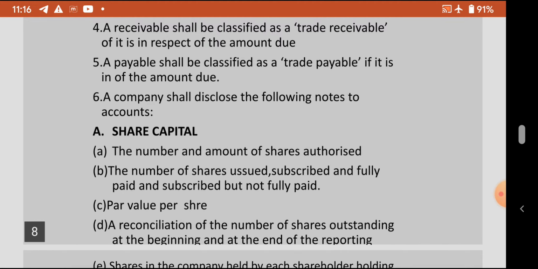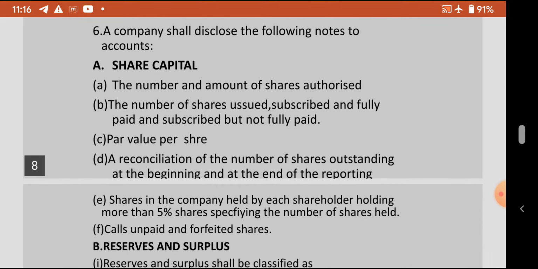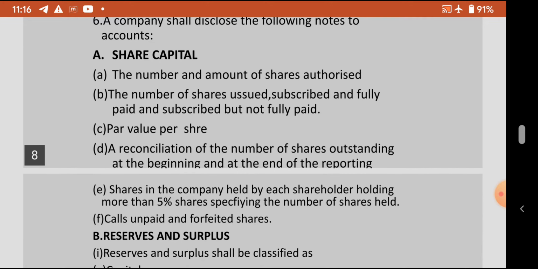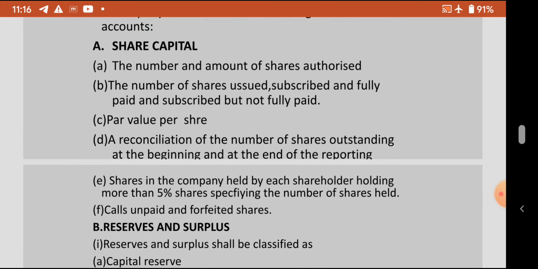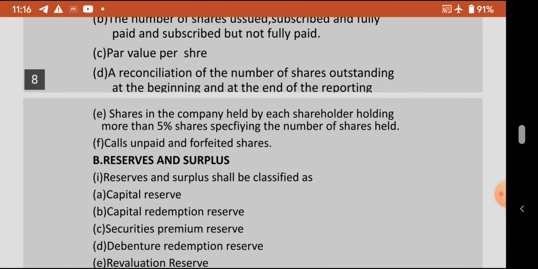So here we are going to discuss how each and every item is going to be calculated. Firstly, we start with the share capital. The number and amount of shares authorized, the number and amount of shares subscribed and fully paid up, par value of the share, reconciliation of the number of shares outstanding, and less calls unpaid and forfeited shares if any. So this is how the share capital is calculated.